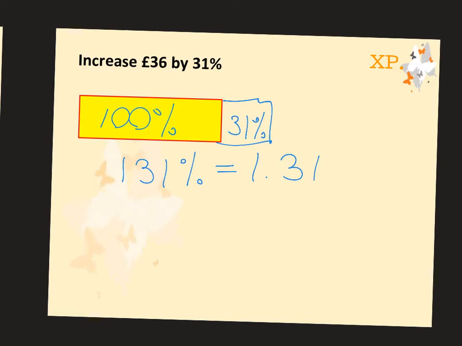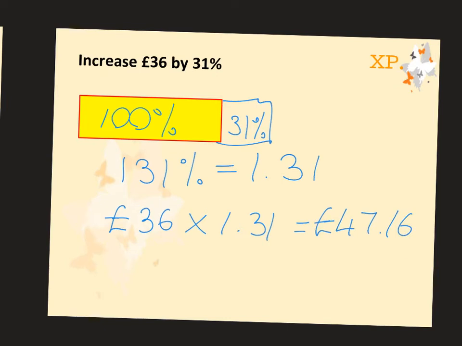So convert that to a multiplier, which is 1.31. So to increase £36 by 31%, we're going to do £36 multiplied by 1.31, and it just does it for you. So I'll put it in the calculator. 36 multiplied by 1.31, and you get £47.16. So you can see that's a lot quicker than having to do it the way without the multiplier.